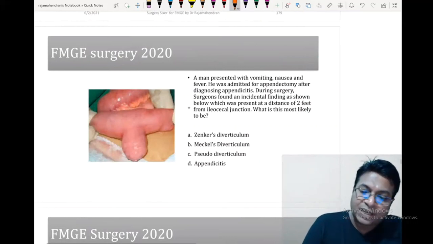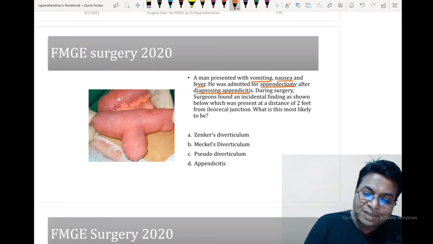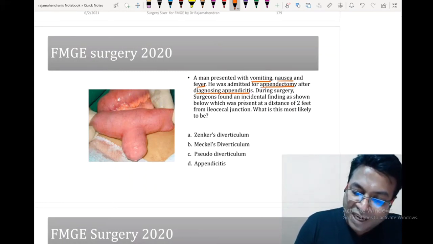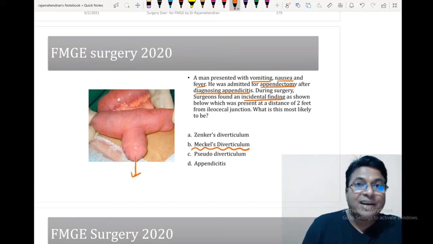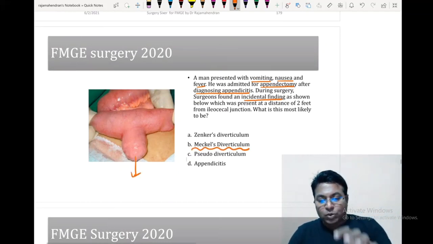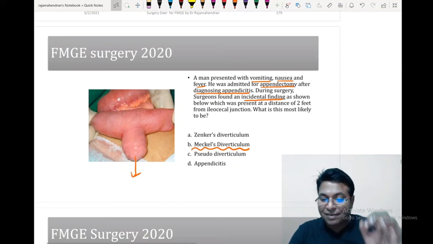So this is a last year question. A man presented with vomiting, nausea and fever. He was admitted for appendicectomy after diagnosing appendicitis. During surgery, surgeons found an incidental finding as shown below. What is this? So it's a baby question, Meckel's diverticulum. See, like that the questions may appear scary, but the answer will be very simple.